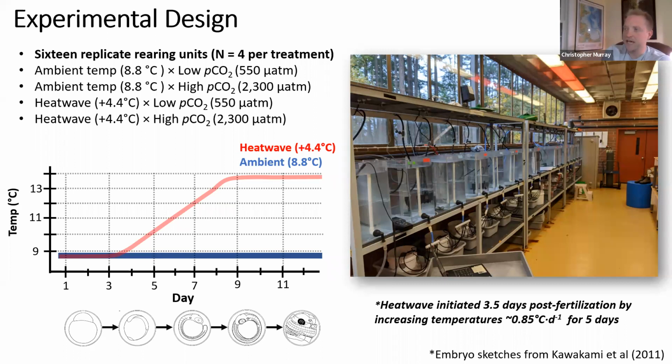So here's the experimental design. I conducted these experiments at Shannon Point's wet lab space. And what I did is I constructed 16 individual flow-through units, in which I was able to manipulate the temperature and the CO2 level in each one independently. So I had these 16 independent units. The water flowed from the header tanks into these small buckets where the individual herring embryos were being housed.